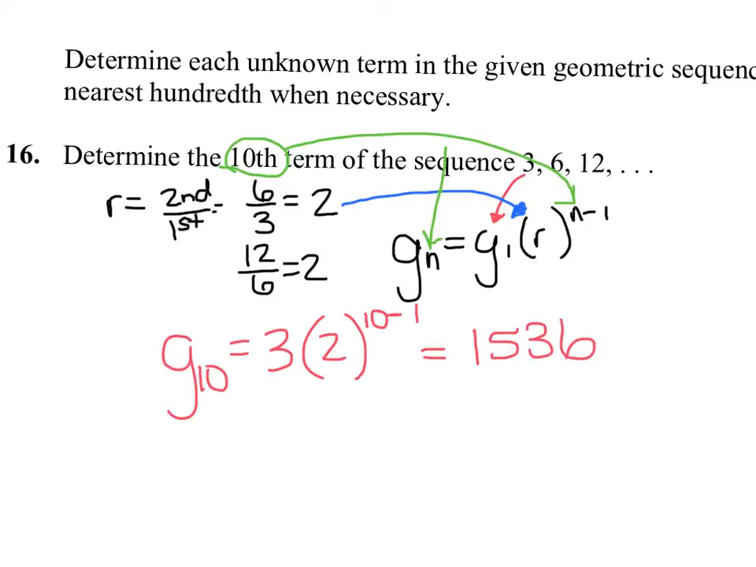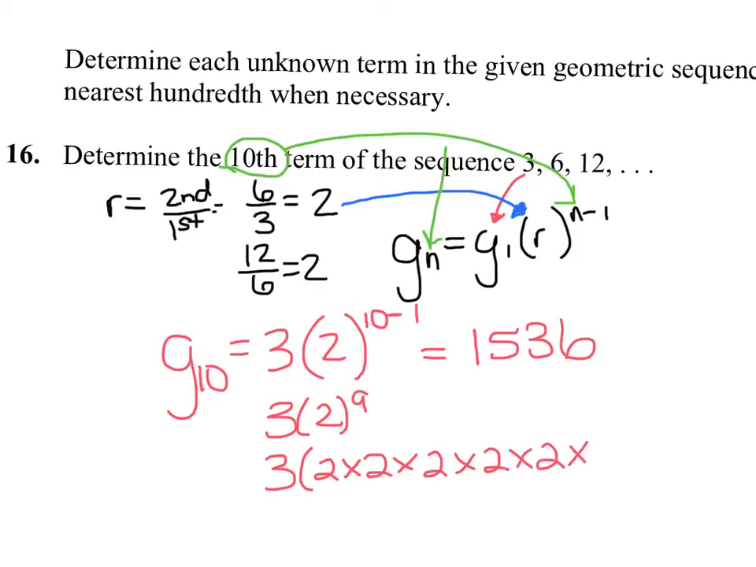So if you don't have that calculator, then what you need to do, 2 to the 9th, you're going to need to do 3 times 2 times 2 times 2 times 2 times 2 times 2 times 2. 1, 2, 3, 4, 5, 6, 7, 8, 9. You would have to do that all in your calculator, and that would get you 1,536.